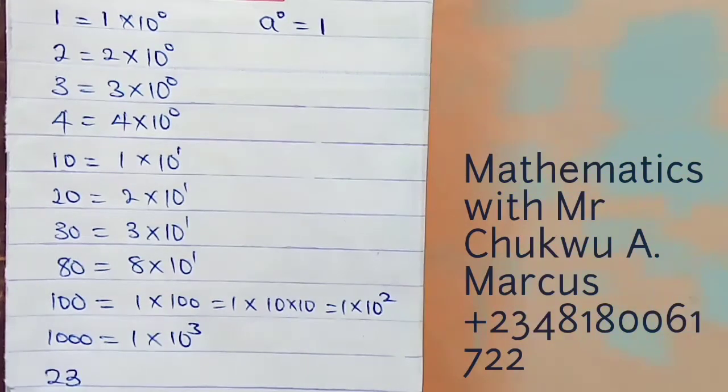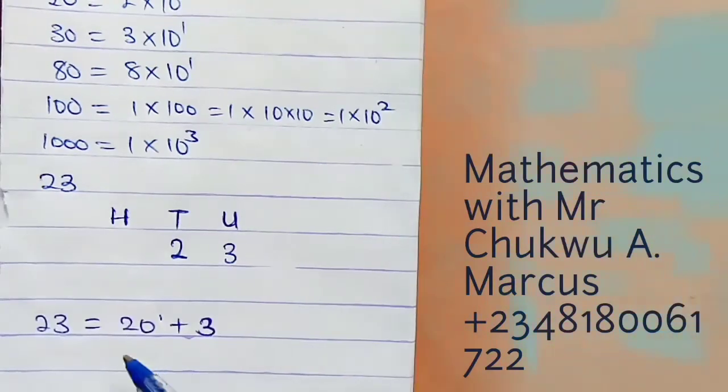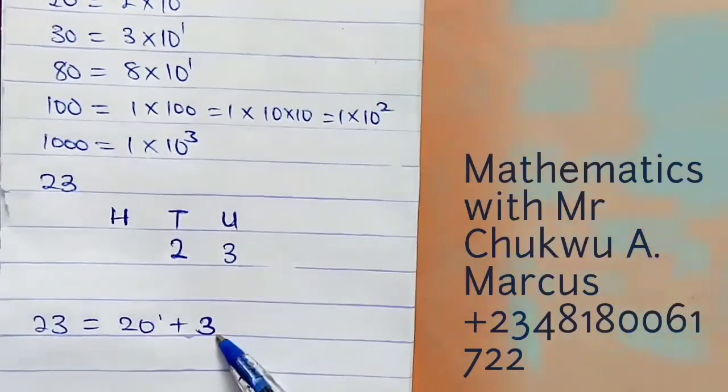Therefore, let's introduce numbers like 23. 23 has two significant figures. One is 2 and the other is 3, and the 2 is in the position of tens and 3 is in the position of units. In our hundreds, tens and units, this is how we're supposed to arrange 23. Therefore, 23 is the same thing as 2 tens and 3 units.